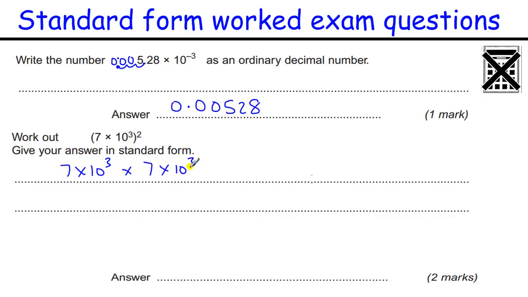Squaring this, giving the answer in standard form, so you've got 7 times 10 cubed times 7 times 10 to the power of 3. The 7 times the 7 is 49. 10 to the power of 3 times 10 to the power of 3 is 10 to the power of 6. That's not quite in standard form. If you got to that part, you would have got 1 mark, but you need to change that into standard form because it has to be a number between 1 and 10. So we take out a power of 10 to get 4.9 times 10 to the 7.